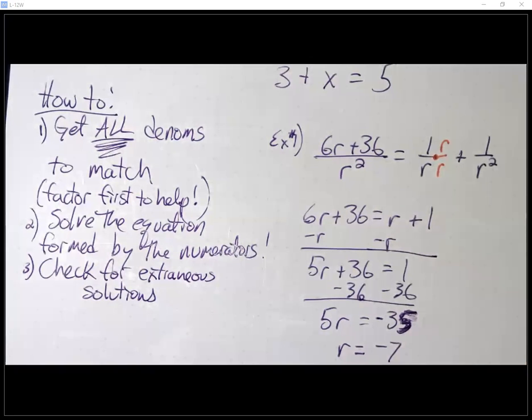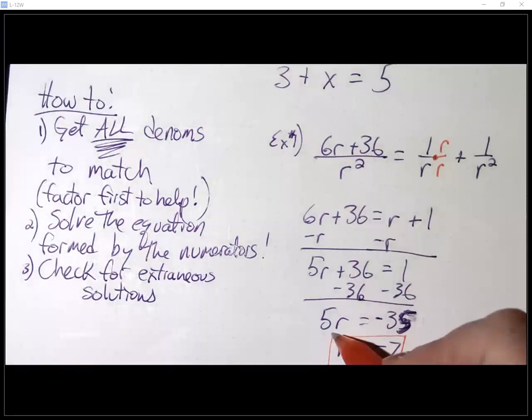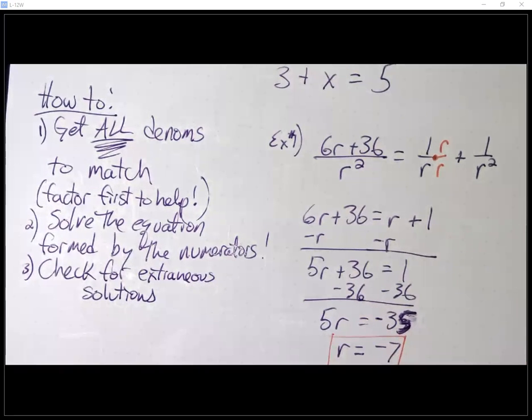Then I just take my answer real quick and say, okay, if I put -7 in the denominator, does it make any of my denominators turn into a 0? No, so it's fine. There's no extraneous answers here. -7 is my final answer and I'm done. That's it. The only way that these get harder is by having harder things to get the denominators to match and having a harder equation to solve. Maybe it's a quadratic I end up with, whatever, but they're totally doable.